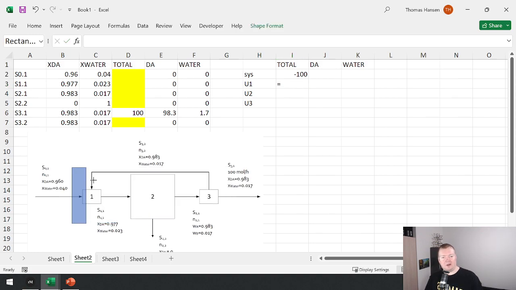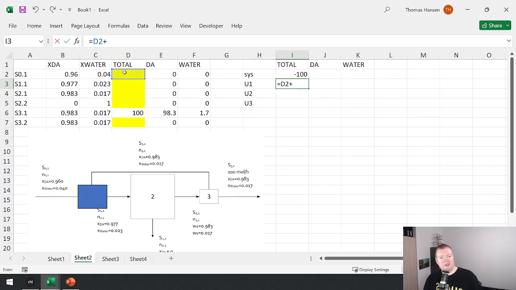Then we look at our first unit operation. What do we know about this one? Well, I know that, where was it? I know that stream 01 goes into it. I also know that 32 goes back into it. And I know that stream 11 exits it. So stream 01 plus 32 minus 11. That's my balance for that one.